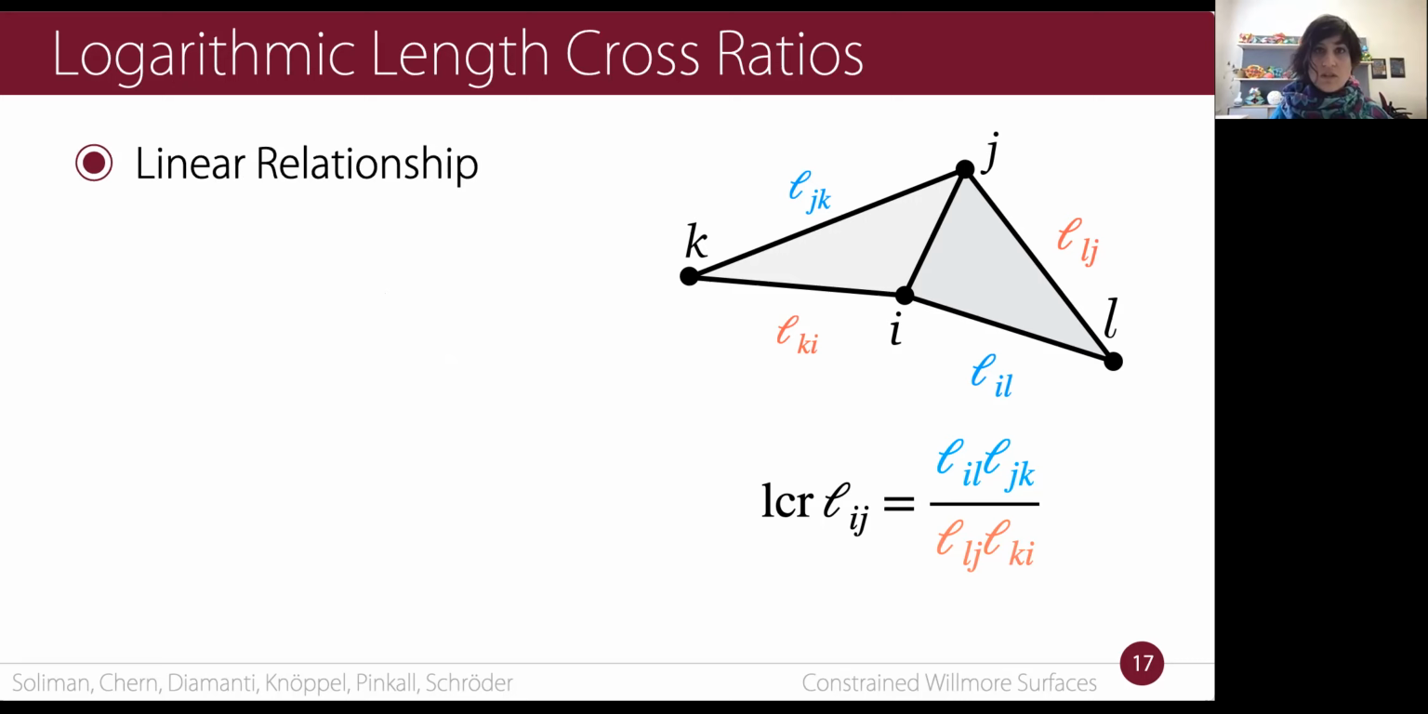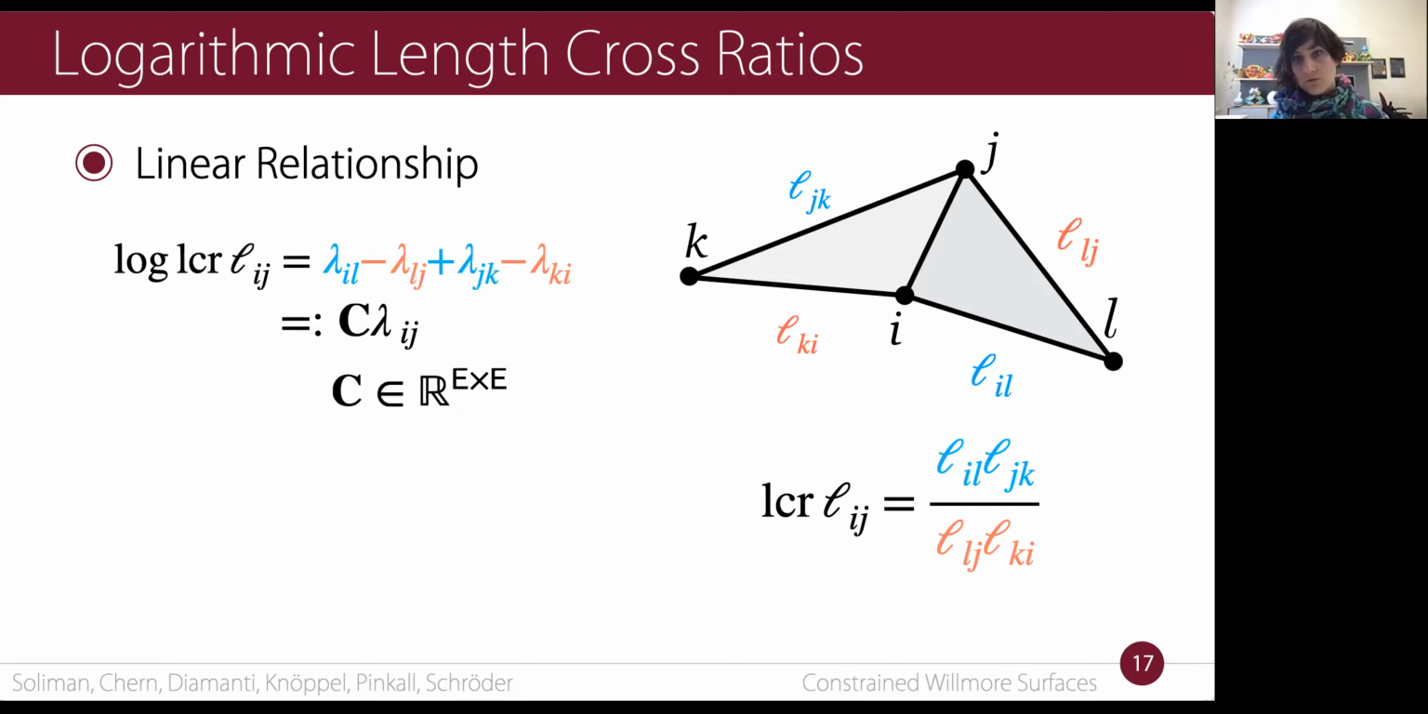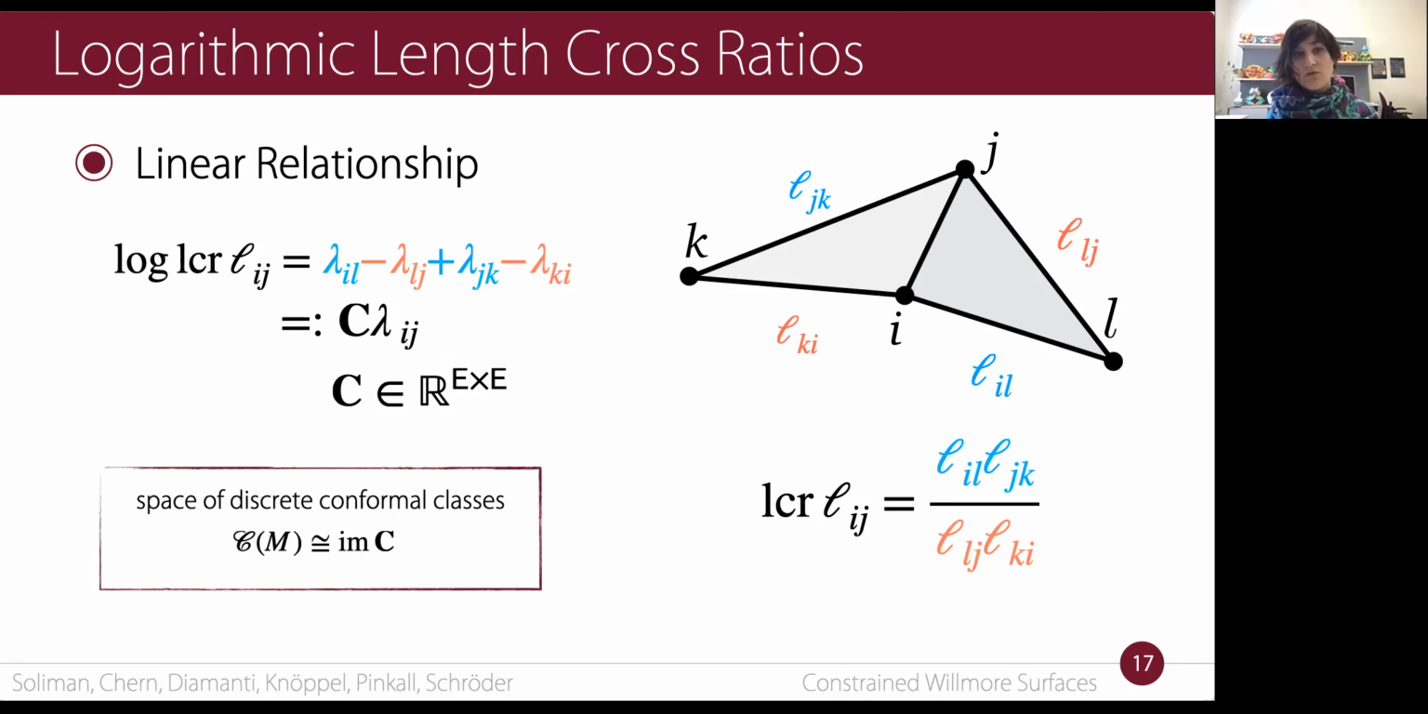Okay, so this is a good condition to use because if we take the logarithm of these edge length cross ratios, then we get a linear relationship for this conformality. So if we replace the edge lengths L by their logarithms lambda, we can write the conformality condition as a condition involving a matrix, this E times E matrix C. And this encodes the combinatorics of the cross ratios. And then we can say that the space of conformal classes for a given discrete metric can be identified with the image of this matrix.